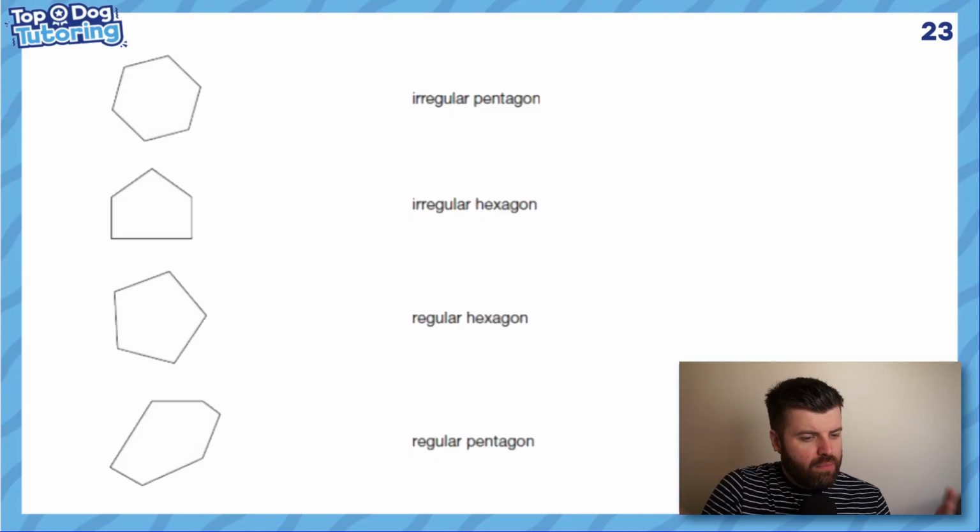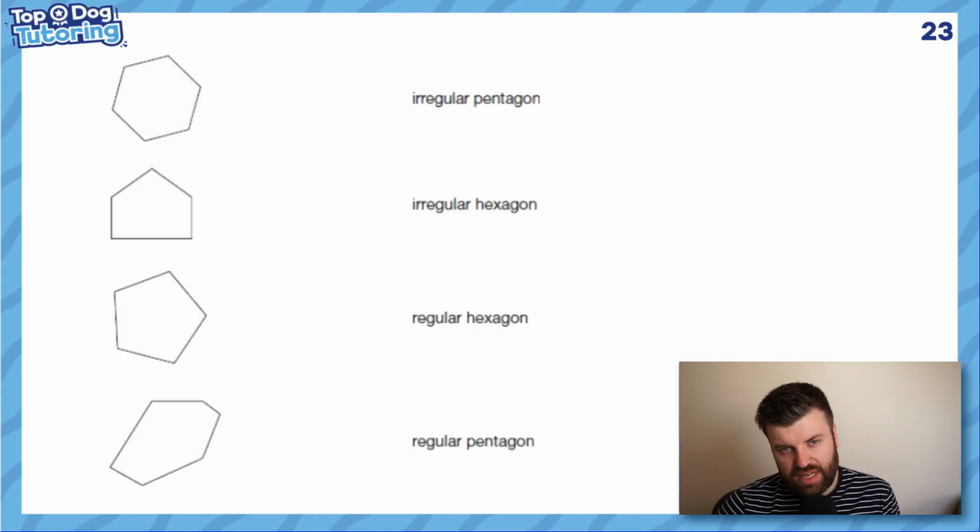Now, this is probably the most simple question I could find. It's from the 2023 paper. And when I say simple, I mean it's geometry at its core. This is just geometry. Do you know the vocabulary of irregular and regular, pentagon and hexagon? Have a go. I'm going to tell you what they mean after.